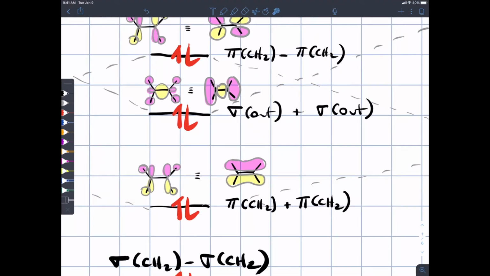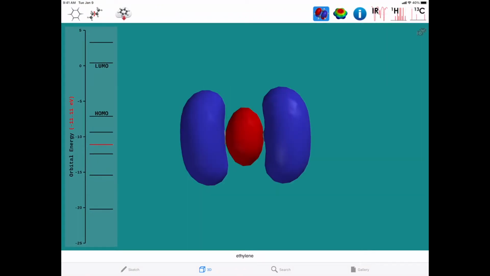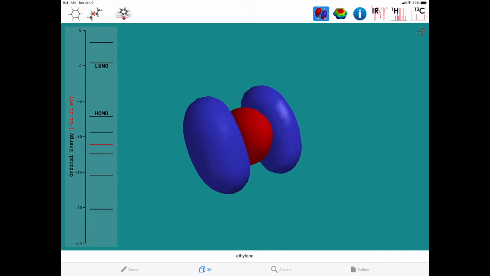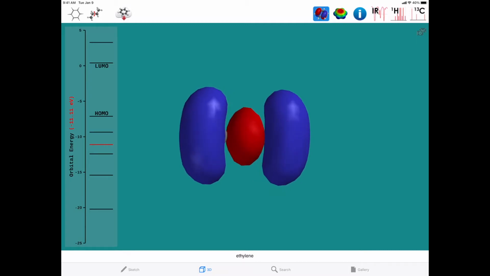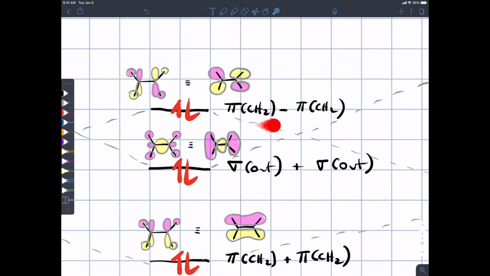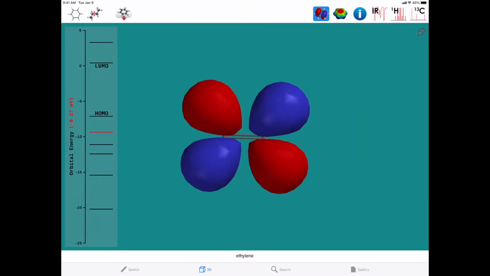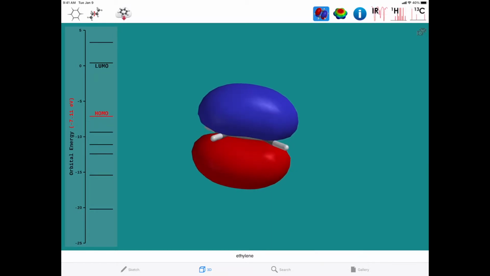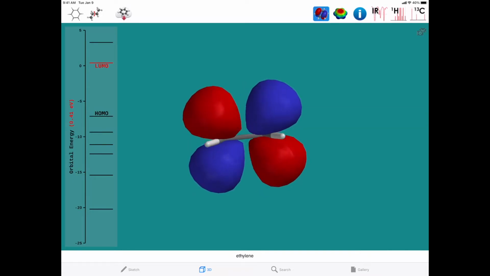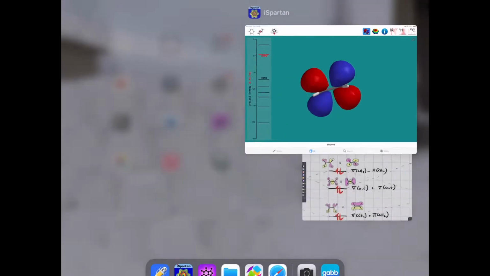Now, next we would predict the sigma out plus sigma out combination, and that is indeed what is next. And what do you know? It looks like a TIE fighter. Okay, sorry. Then we would expect the next one to be the pi minus pi, CH2 minus pi CH2 combination. So let's look at that. And indeed, that's what we see. And then HOMO is the pi bond, or the 2py plus 2py orbital. And LUMO is the pi star, or the 2py minus 2py orbital.